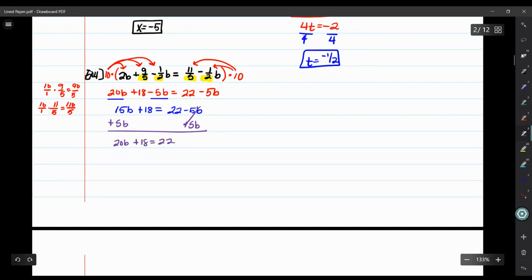Then we need to move our constants to the other side. So b is what I want by itself, so I need to move this 18 away from it. So we end up with 20b equaling 4. And then to get rid of the 20, we need to divide it out. So you end up with b is equal to 1/5. To simplify this, divide both by 4.